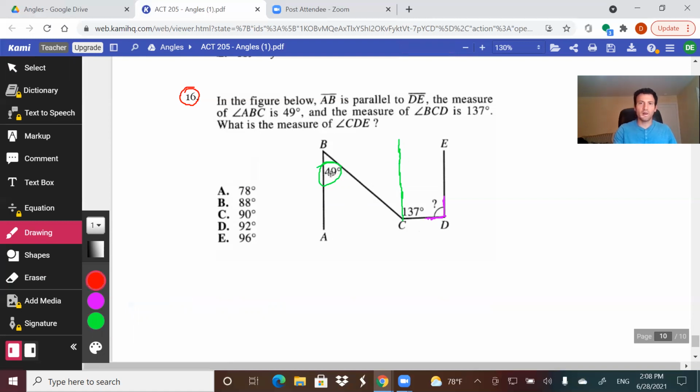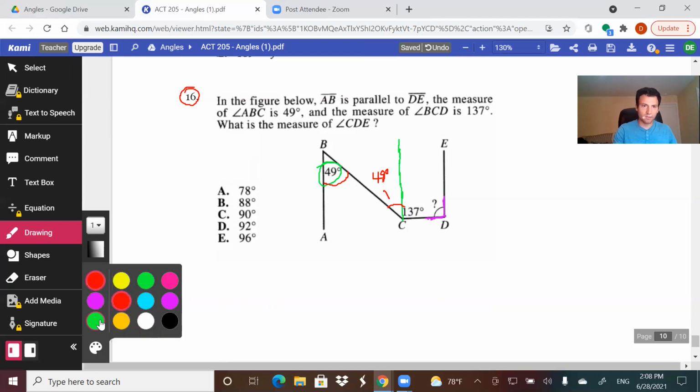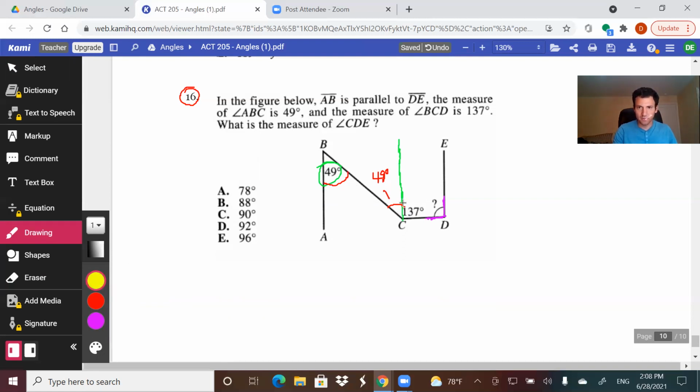And if we draw a parallel line here, well, we know that with two parallel lines, opposite interiors are equal. So if this is 49, this is going to be 49. Well, if this is 49 degrees, then we're looking at 137 minus 49 to get this angle that I'm going to put in yellow, this angle here in yellow. So this angle in yellow is going to be 88 degrees.